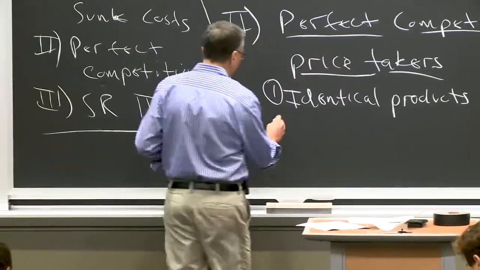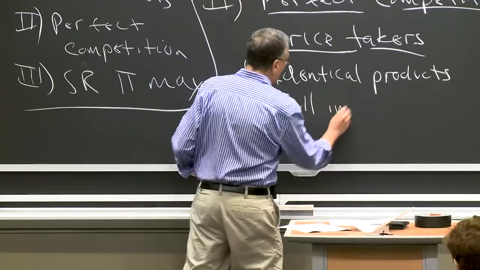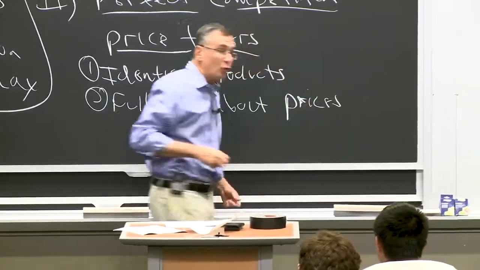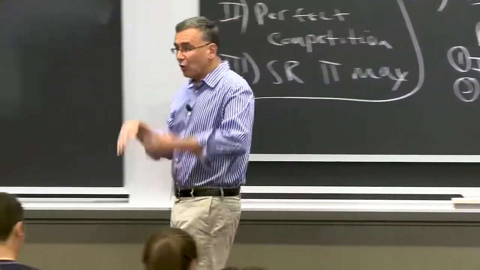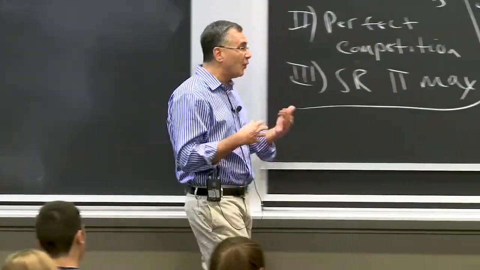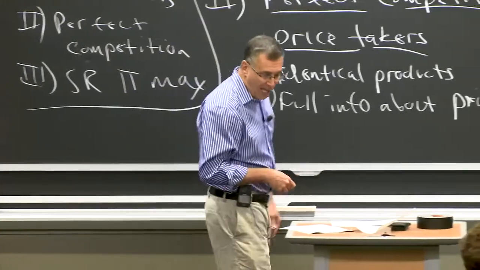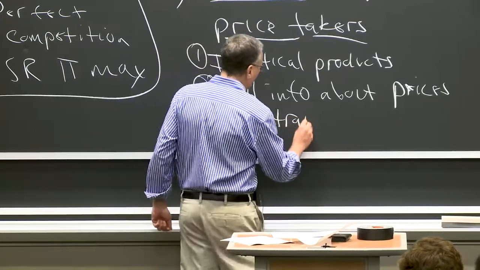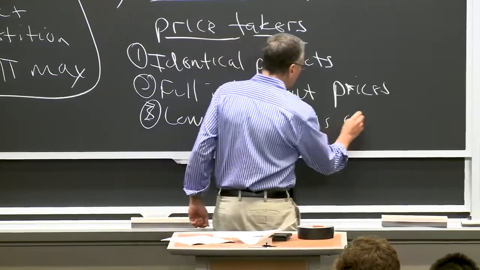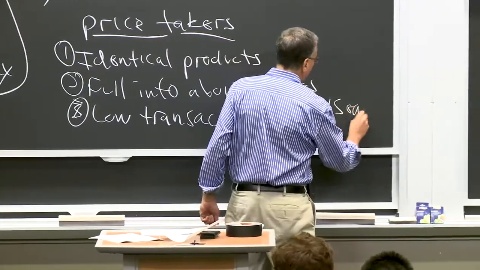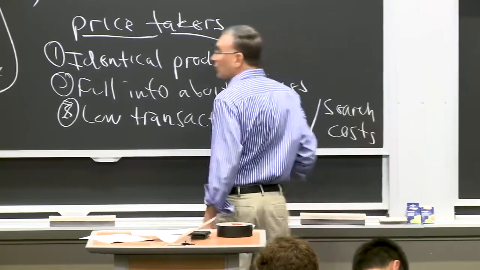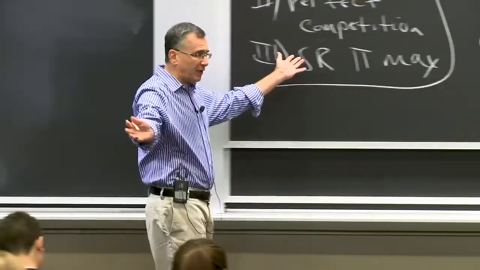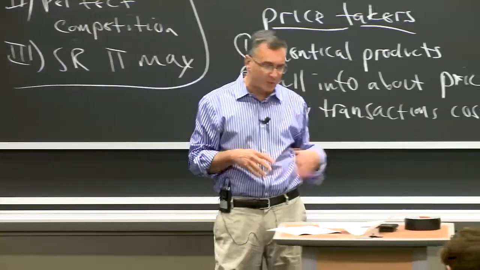The second condition is there's full information about prices. That is, consumers know what every firm is charging. So I go to market and I know what every firm is charging. I have full information. Okay? And the third condition is that there are low transaction costs, or what you might call search costs. It's very costless for me to search across opportunities. Everybody's price is perfectly posted, and it's very costless for me to search across them. Sort of 2 and 3 are kind of related.